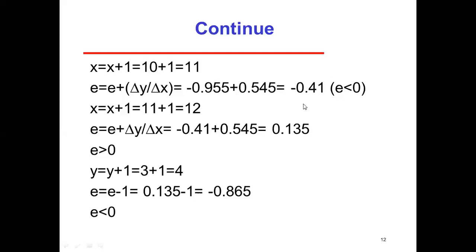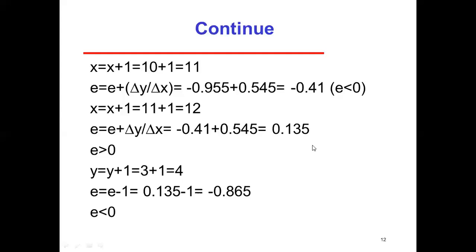And if E is less than 0, again we will add to the x value. So we will get here, the preceding one is 11 plus 1, so this will be equal to 12. And if E is negative, again the error term will be E is equal to E plus delta y over delta x. Again put the last value of E and add this fixed value of delta y over delta x, and we will get here 0.135.